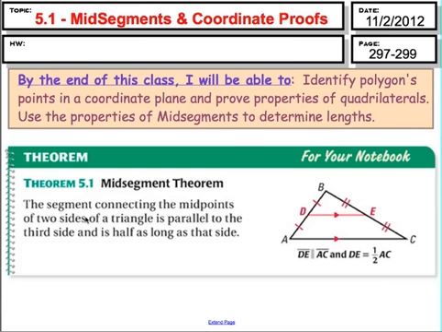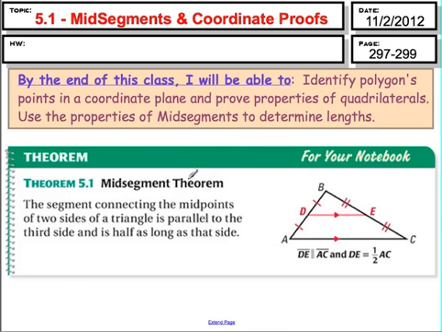So today, our goals. We already talked about identifying polygons, points in the coordinate plane, and proving properties of quadrilaterals. That's what we did last time, working with coordinate proofs. We're going to continue that just a little bit. We're also going to work on the properties of mid-segments.